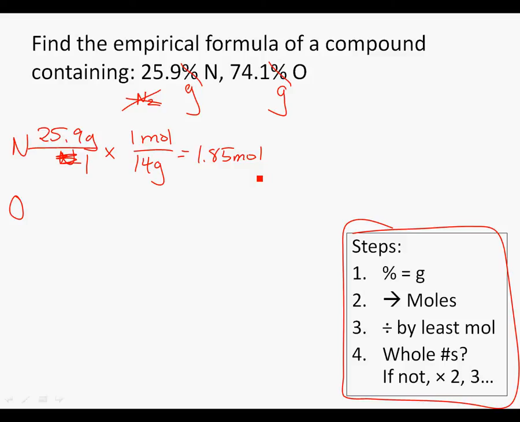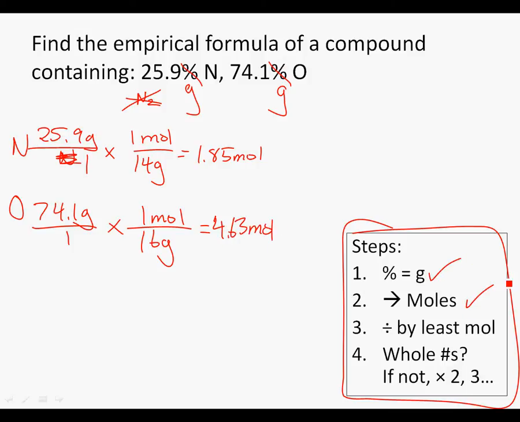All right, we're going to do the same thing with oxygen. We're going to do 74.1 grams of oxygen. We're going to divide by the molar mass, which is 16 grams under 1 mole. And that'll get us 4.63 moles. All right, so we did step 1, we did step 2. Let's do step 3, divide by the least moles. I want to point out, we actually have the formula now. The right ratio of the atoms is this. The problem is that that's not the lowest whole number ratio.